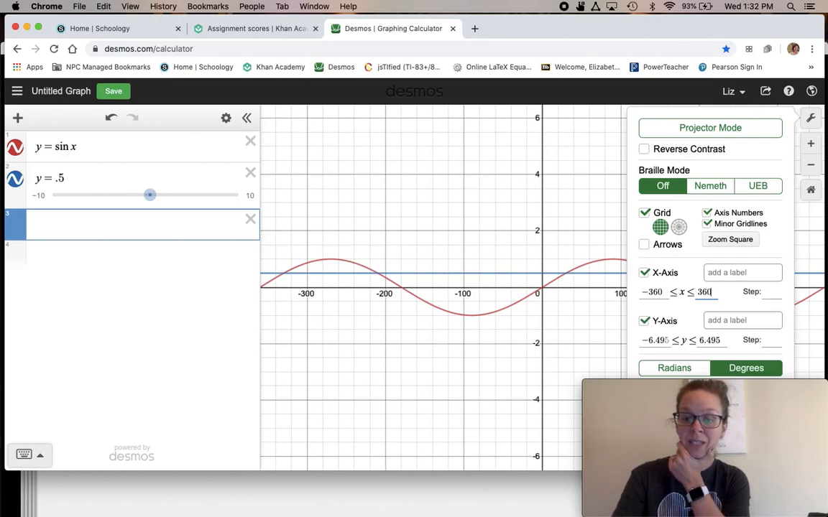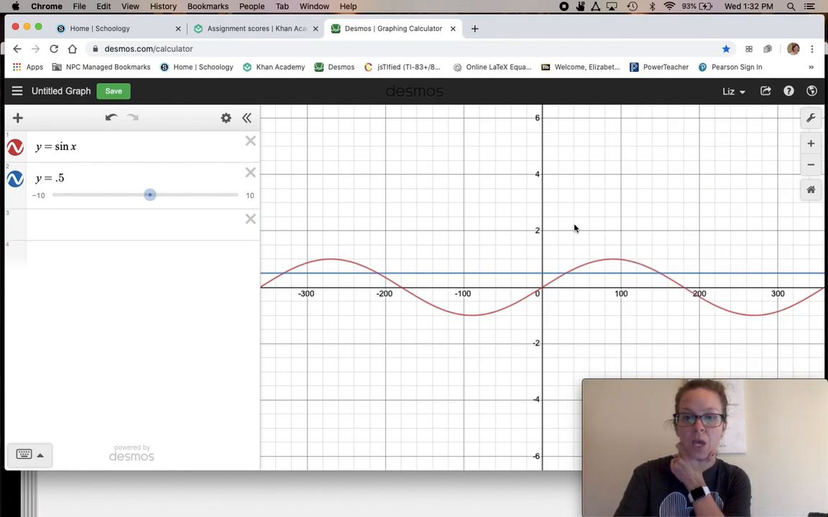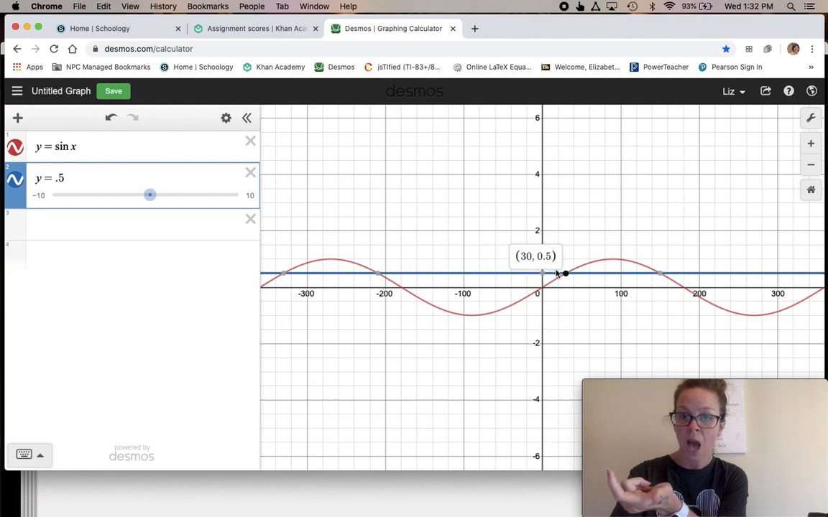I chose 360 because that's a circle. That's how long it takes for a standard trig graph to go through its whole cycle, around a circle. So now we can look at this, and what we want to do is find where these intersect or cross each other. So here's my first answer right here. I can click on it and it says 30. So that was the answer that we got, 30.